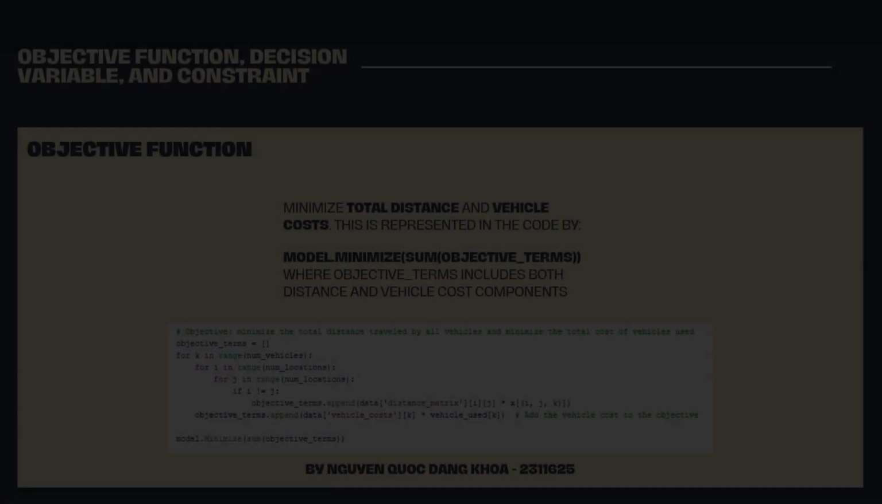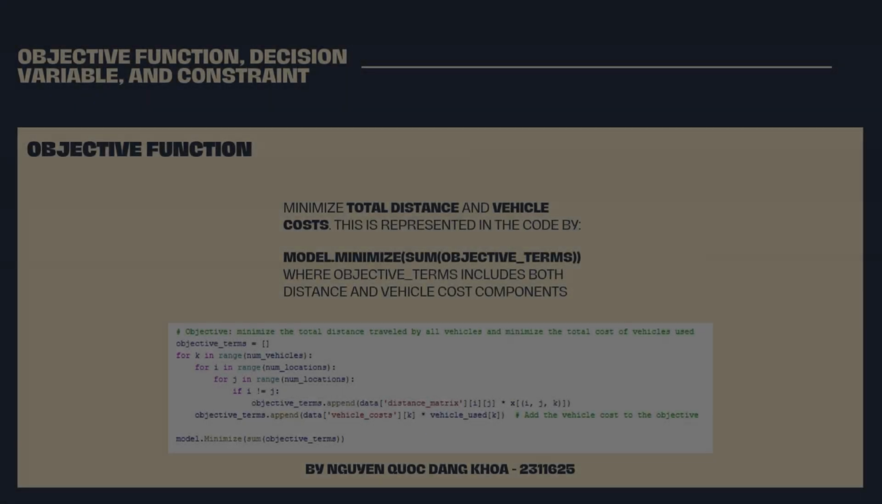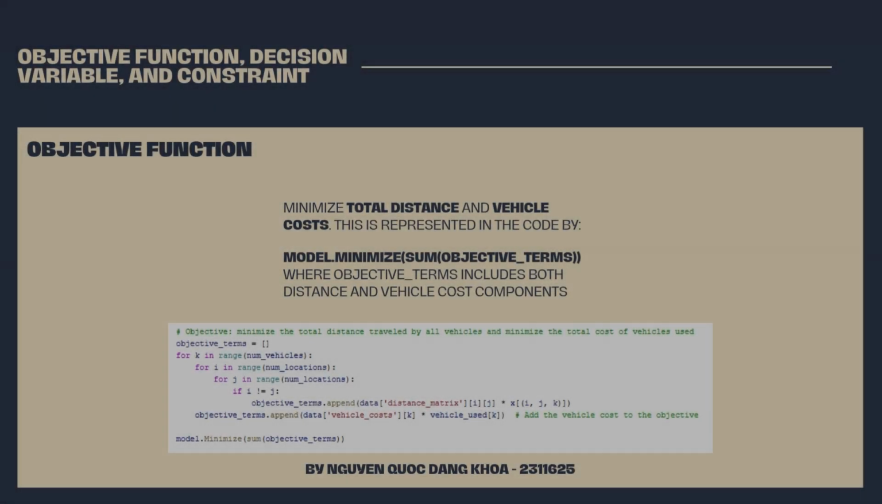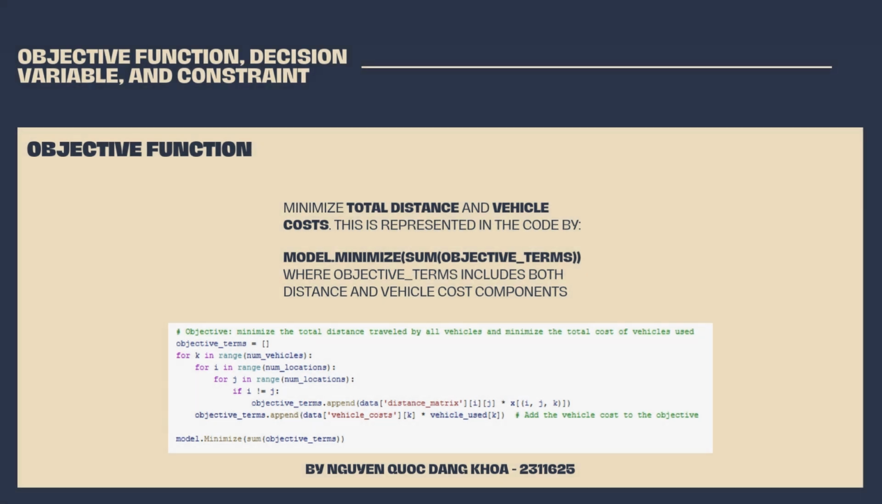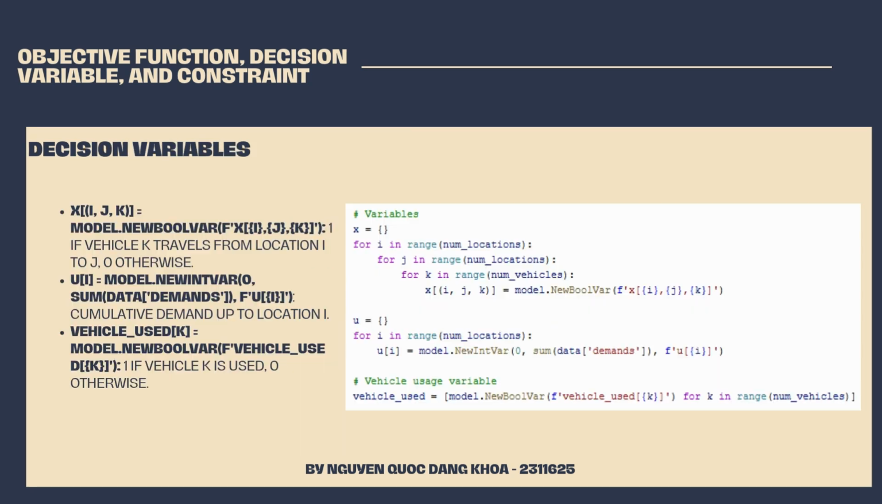So I'm going to talk about the objective function, the decision variable, and the constraint of this model. So first, we come to the objective function. The main target of the model is to optimize the total distance and the vehicle cost, and that is illustrated by the code below. So next, we come to the decision variable.